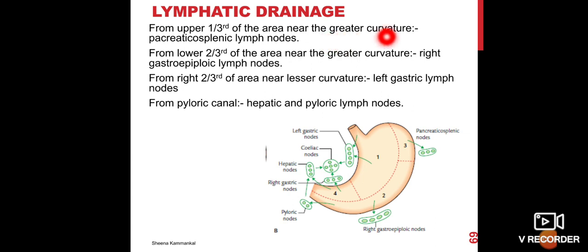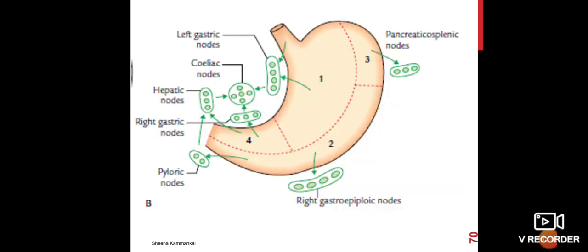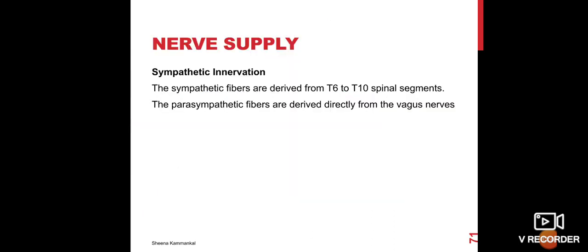Upper 1/3 of the area near the greater curvature drains into the pancreaticosplenic lymph node. Lower 2/3 to the gastroepiploic lymph node. Right 2/3 near the lesser curvature to the left gastric lymph node. From the pyloric canal to the hepatic and pyloric lymph nodes. So several lymph nodes are seen associated with the stomach: celiac lymph node, left gastric, pancreaticosplenic, right gastroepiploic, pyloric, right gastric, and hepatic. This is a clear picture showing different lymph nodes which are draining the stomach.